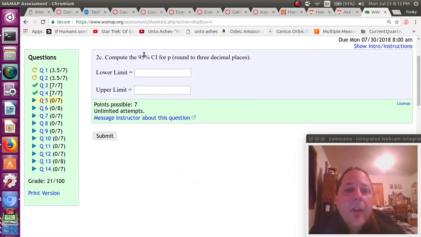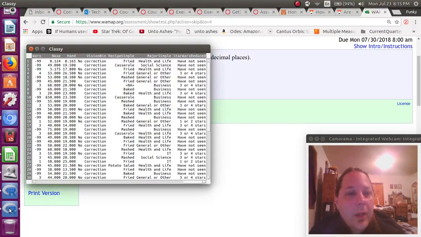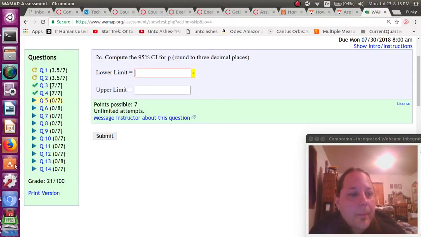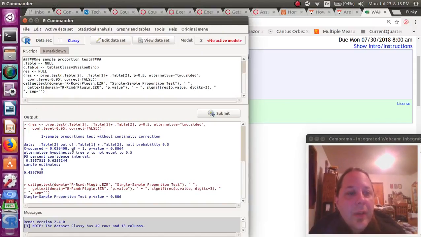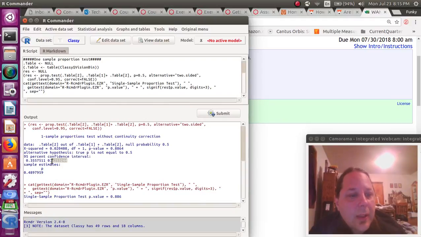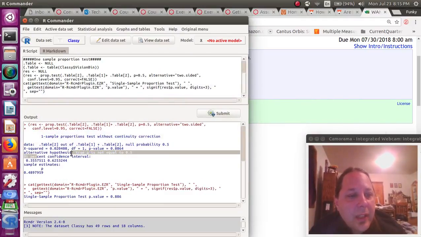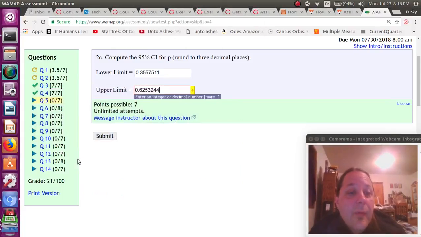compute the 95% CI, and that's done for you automatically with R. When we chose to run the confidence interval, that's what we got. Oh, I'm done with this, put that away. So let's go look at the confidence interval. Here it is, 0.35 something. That's the lower limit. And the upper limit is 0.62 something. It just gives it to you right there. Right here where it says 95% confidence interval. That's the 95% confidence interval.